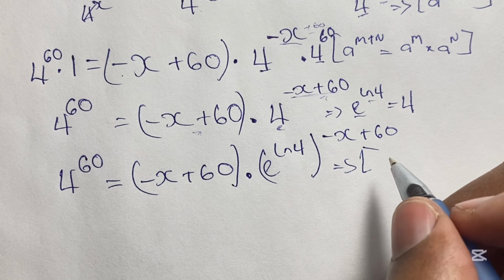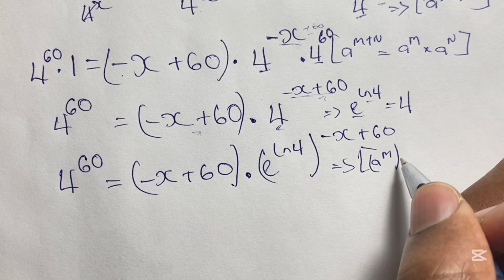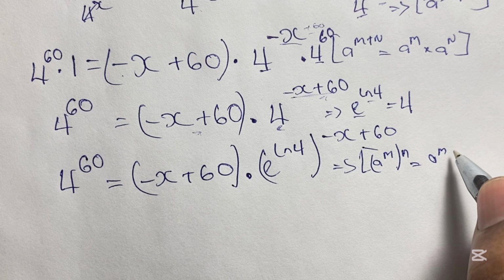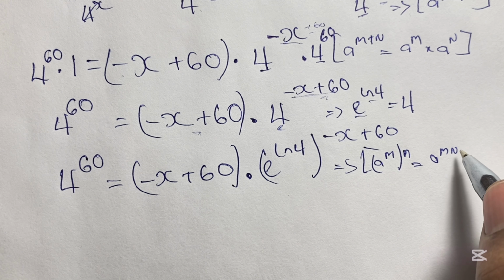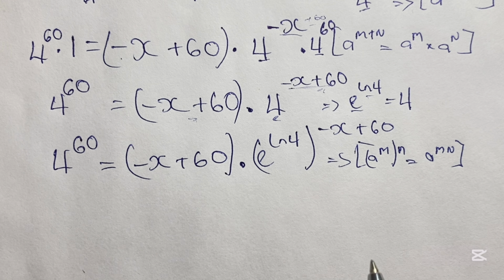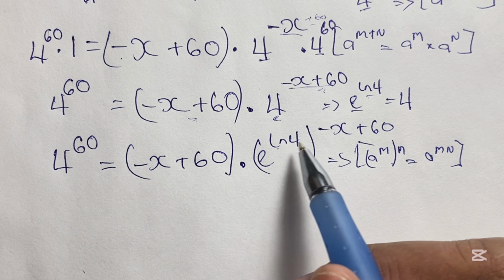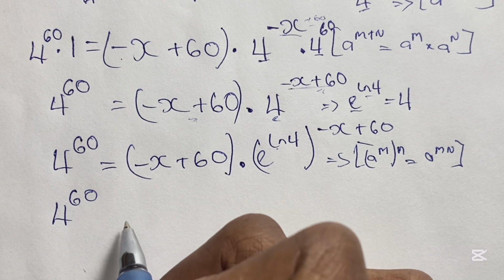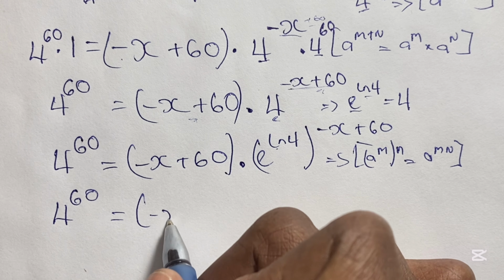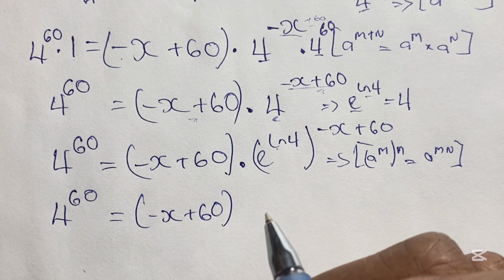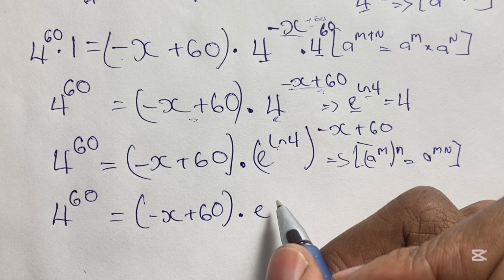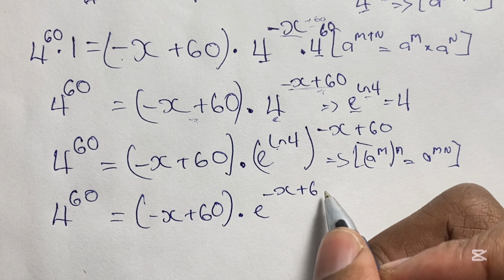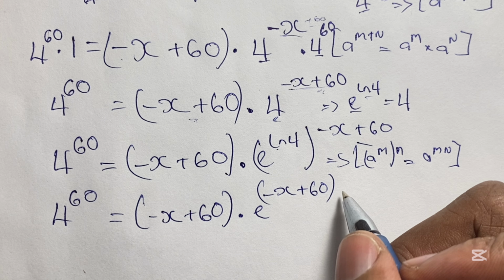Now looking at what we have here, we see that ln 4 is being powered, and in brackets we have also another power. So a to the power of m in brackets powered by n is equal to a to the power of m times n. And so with this understanding, we rewrite this expression, applying our law of indices rule. So we start by saying 4 to the power of 60 is equal to (-x + 60) in brackets. So we're going to times this by e to the power of, and we start by having our -x, and then we say (-x + 60) in brackets times ln 4.